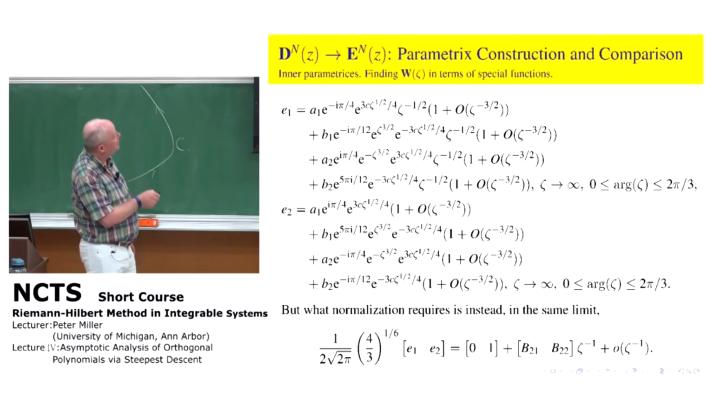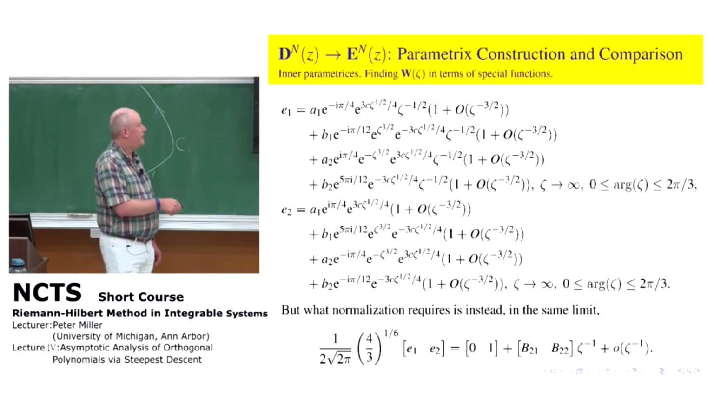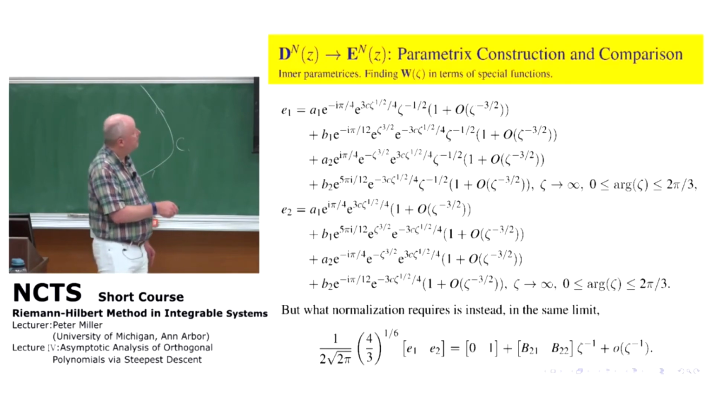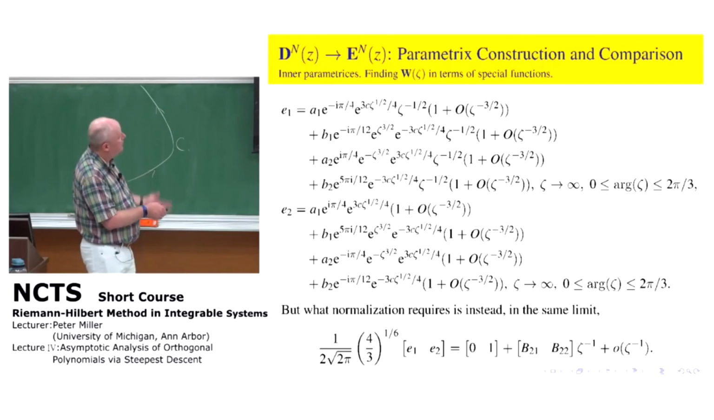So E1 is this crazy thing. But anyway, exponentials are showing up, powers, and the constants. This is important. The constants that we have to determine are showing up here. And this is E2. So what our normalization condition requires is that in the same limit, this expression should be 0, 1 plus this quantity times 1 over zeta. These are two constants that I don't yet know, plus smaller. So I have to kill a lot of terms here, is the point.